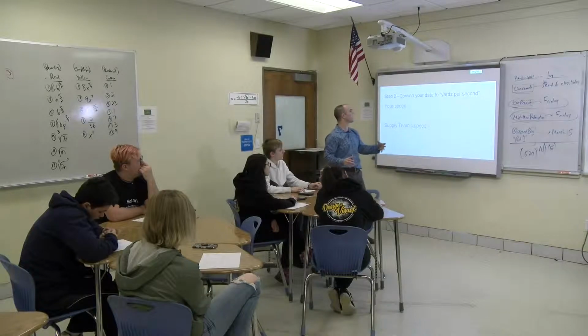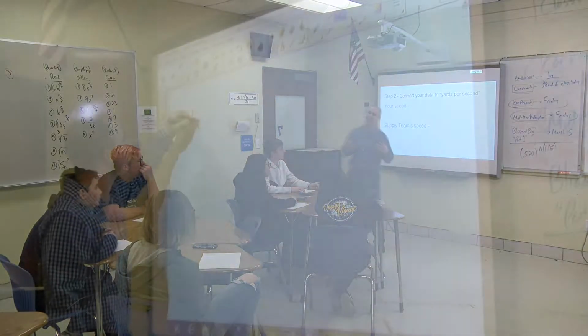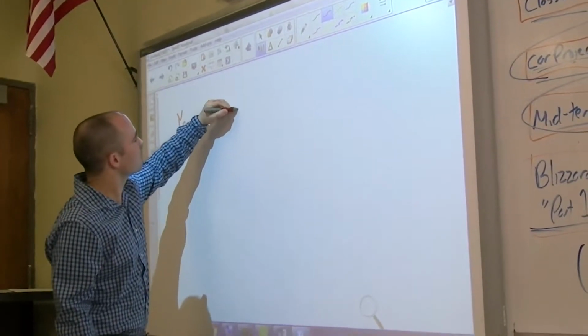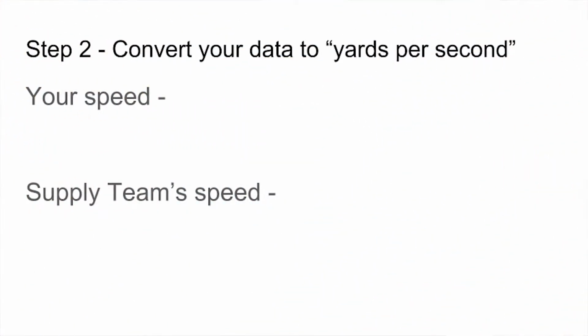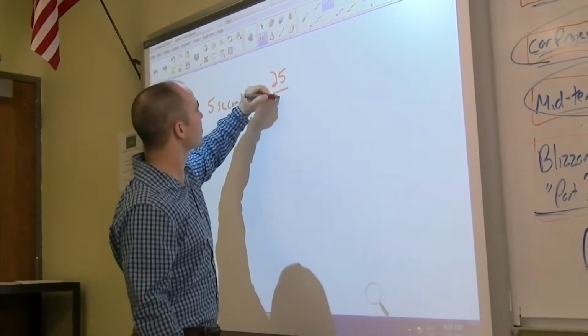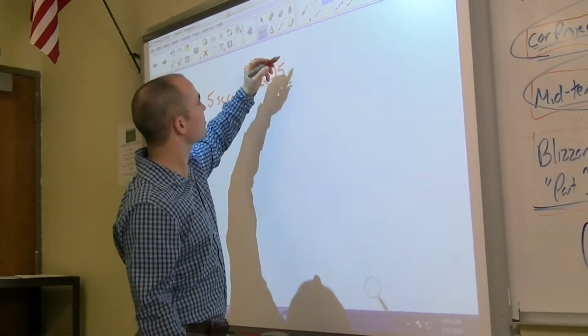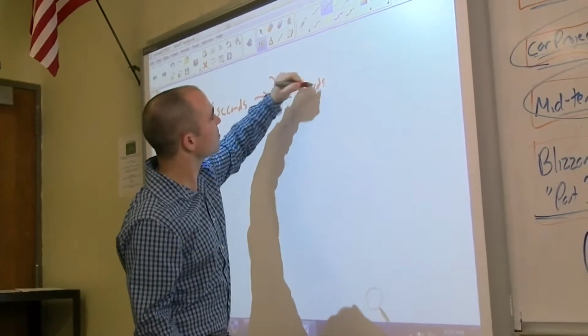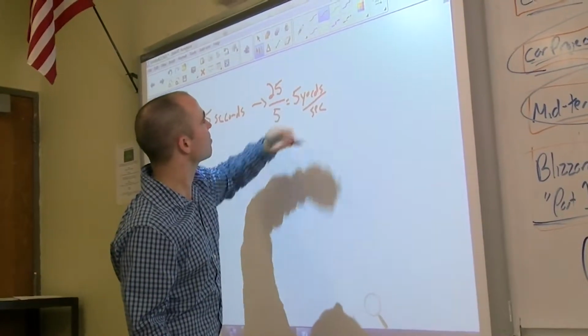Okay. So the next thing we've got to do is convert our data into yards per second. Now, if you're running 25 yards, how do you convert the time that it took you into yards per second? What are you going to do? Ricky, what would you do? That's exactly right. So in our situation, it's 25 divided by 5, which would give us 5 yards per second. So you take the distance divided by the time that it took you.